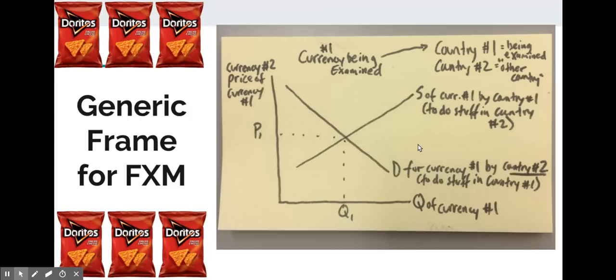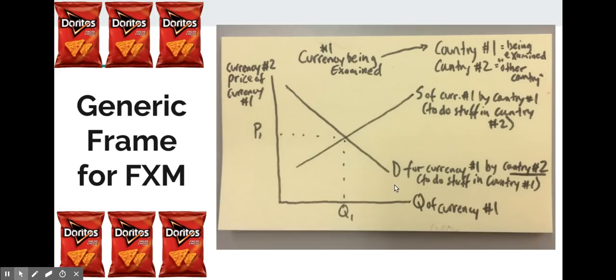The demand curve, this represents the demand for currency number one, the currency from the country being examined, by people from the other country who want to do stuff in country number one. So again, the demand for the currency that we're looking at by foreigners from the other country that want to do stuff in the country that we're looking at.